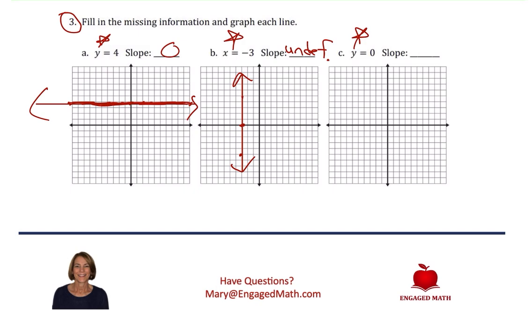Okay, y equals 0, based on what we've already done, we already know it's just going to be the x-axis. There's the line y equals 0, and the slope for that is, of course, 0.